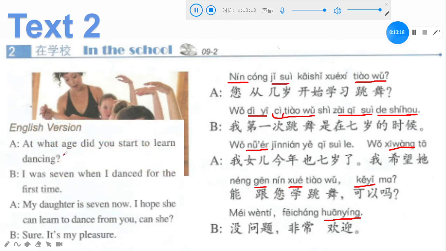A. At what age did you start to learn dancing? I was 7 when I danced for the first time. My daughter is 7 now. I hope she can learn to dance from you, can she? Sure, it's my pleasure.